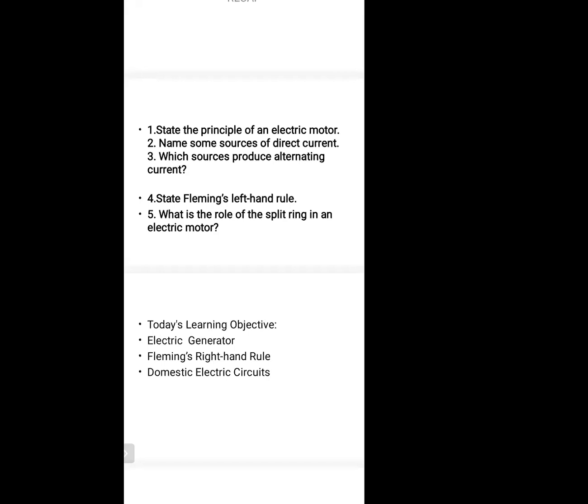Next, Fleming's left-hand rule we have already discussed just now. What is the role of the split ring in an electric motor? The last question. It changes the direction of current. Very good. It changes the direction of current. I hope both last session and this session are very clear. Yes, ma'am. Copy down the notes in your classwork. Thank you, children. Please go through the video that I have shared. I will share the PPT also.